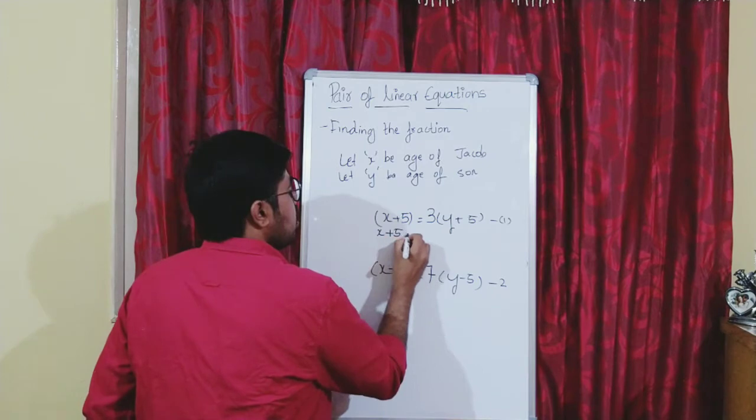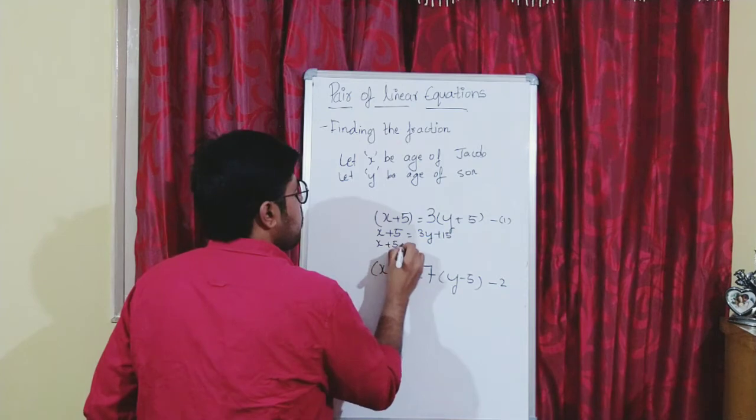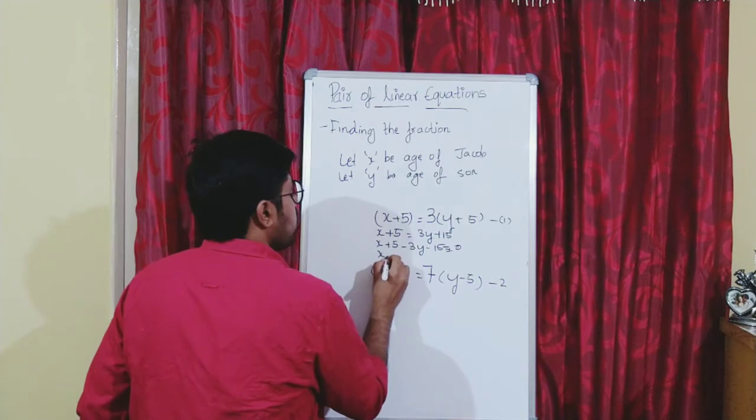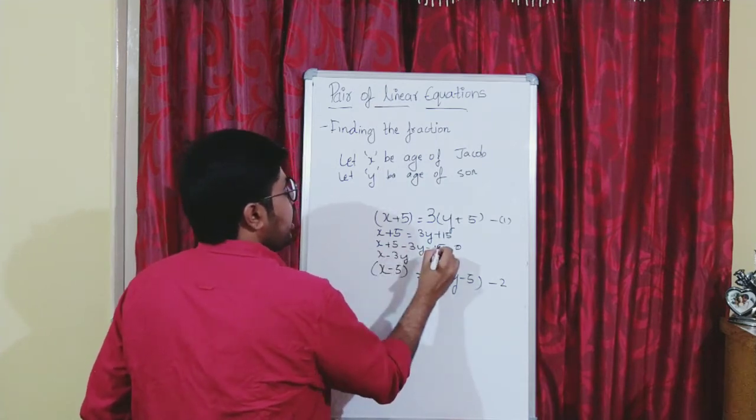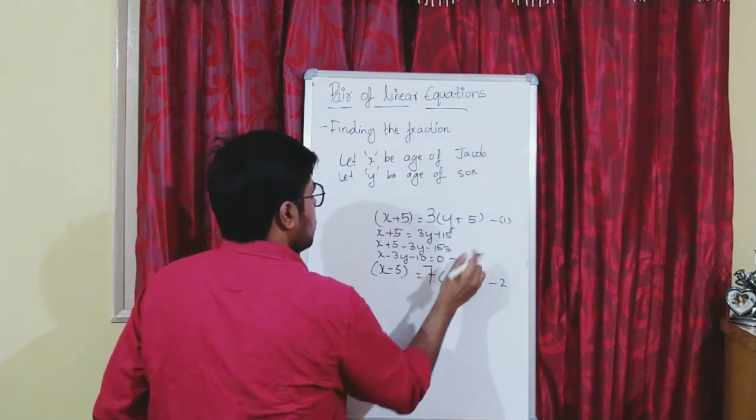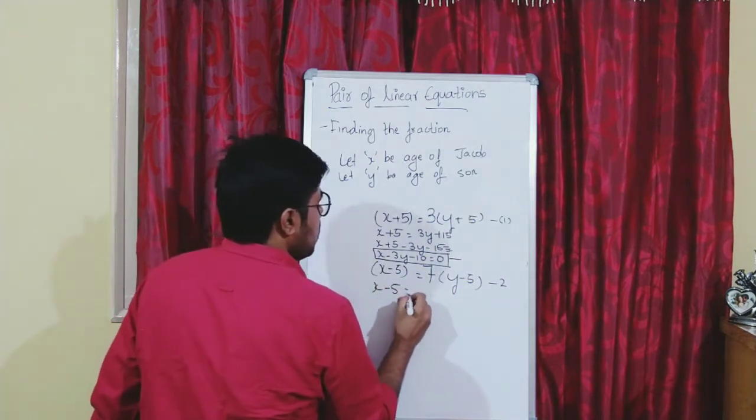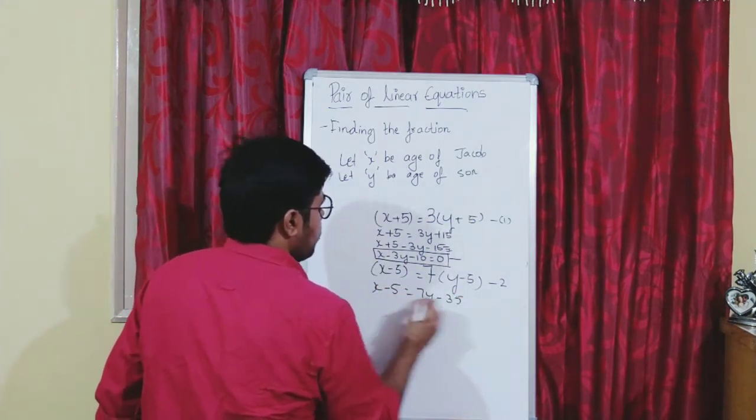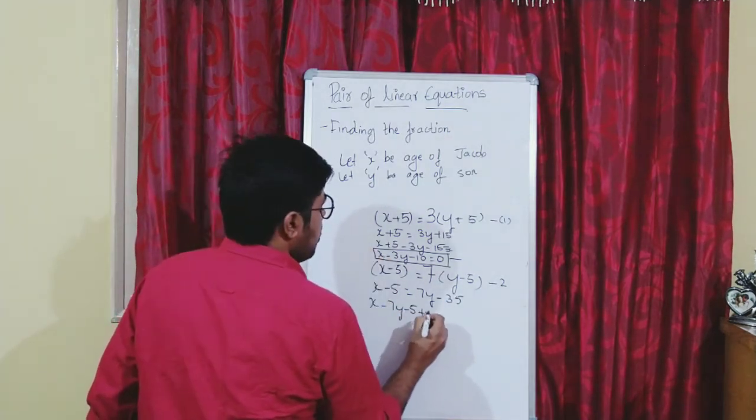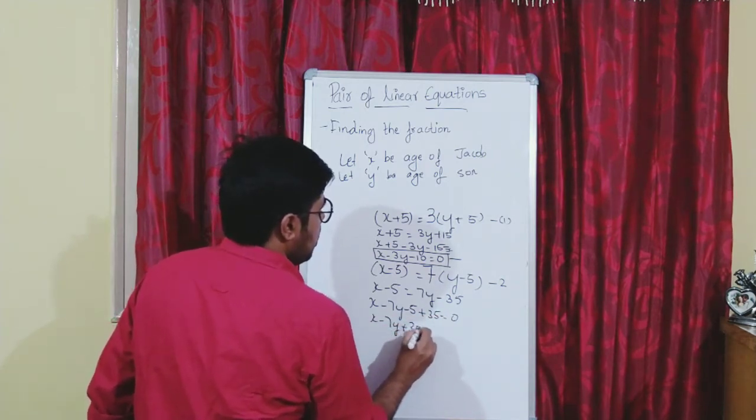x + 5 = 3y + 15, so x + 5 - 3y - 15 = 0. So x - 3y, 5 - 15, therefore x - 3y - 10 = 0. This is your simplified equation. The other one also: x - 5 = 7y - 35. So x - 7y, I'm getting everything to the left hand side, -5 + 35 = 0. x - 7y + 30 = 0.